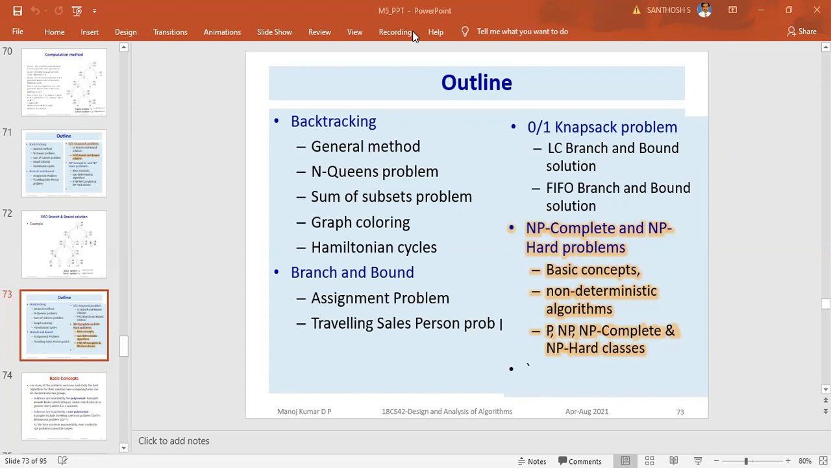So this is the video lecture on design and analysis of algorithms. We are currently discussing the last chapter of module 5, NP-complete and NP-hard problems. In that, we have gone through basic concepts and non-deterministic algorithms in yesterday's class. In today's class, we are going to discuss the last topic: P, NP, NP-complete and NP-hard classes.